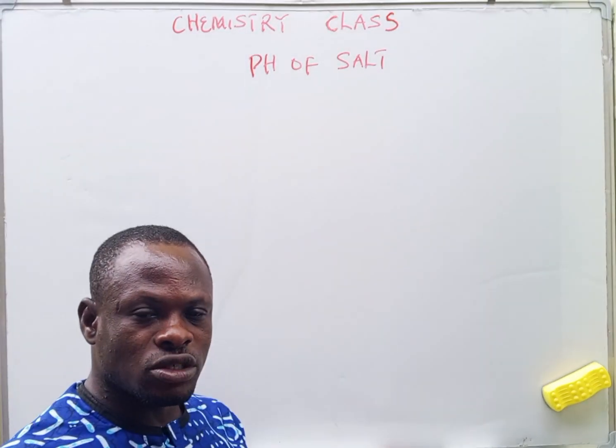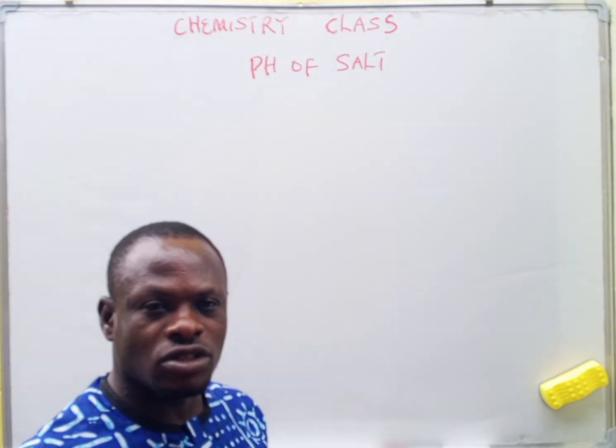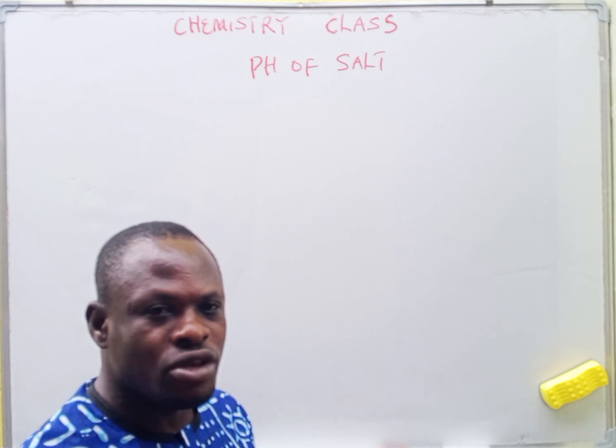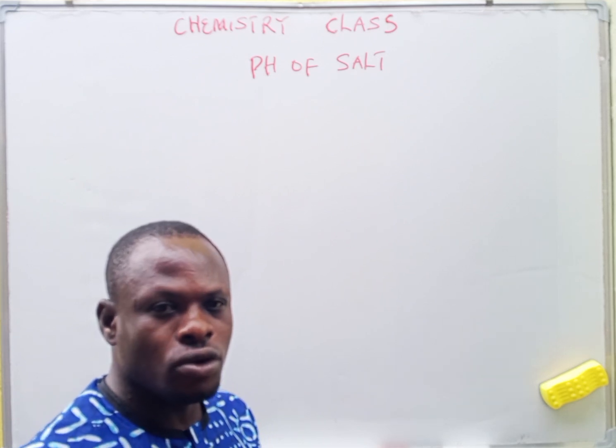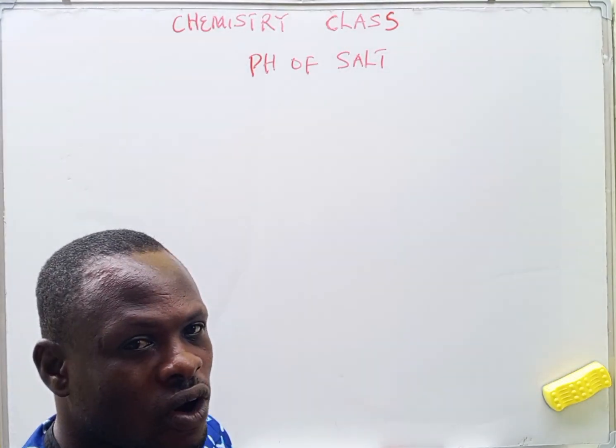Now pH, what is pH? pH is the negative logarithm to base 10 of hydrogen ion concentration. We have pH and we have pOH. pOH is for alkaline, while pH is for acid.